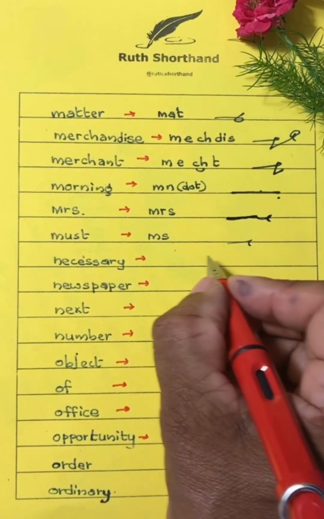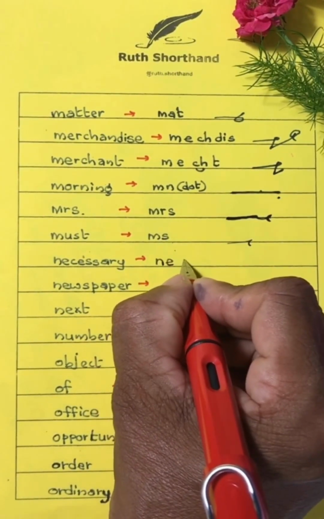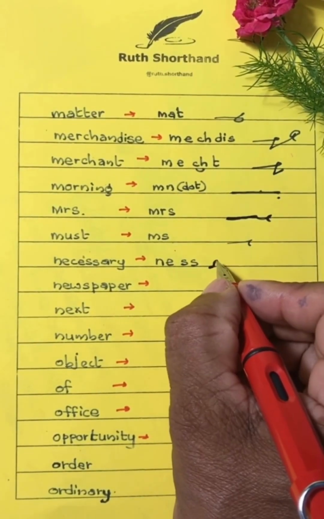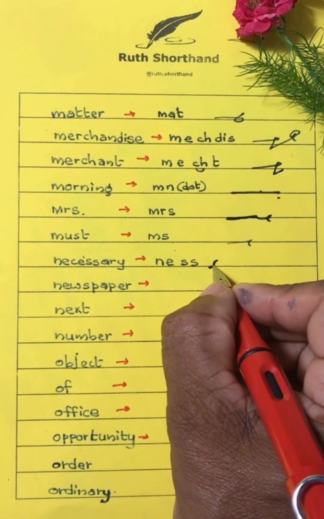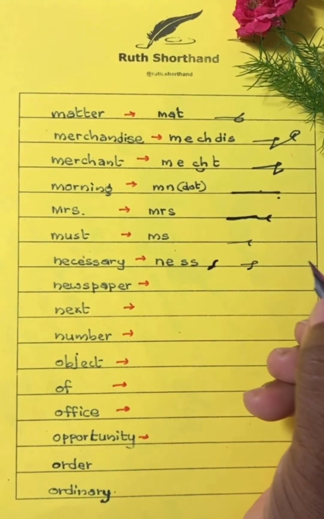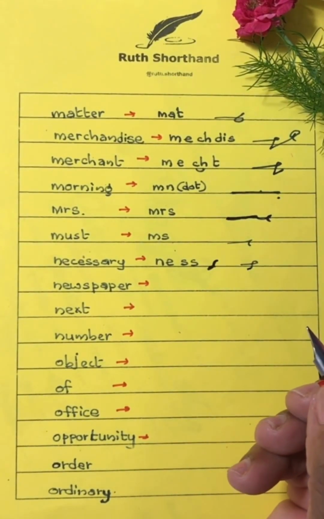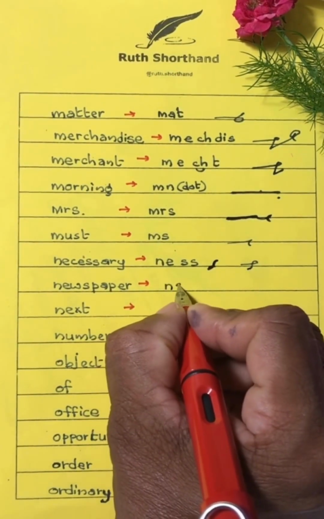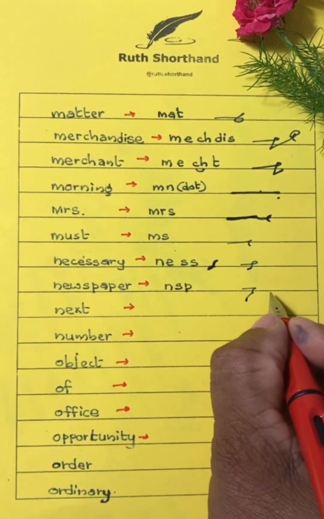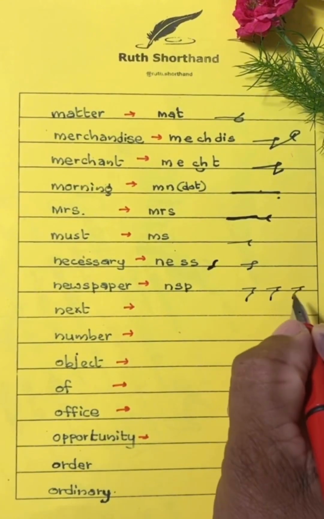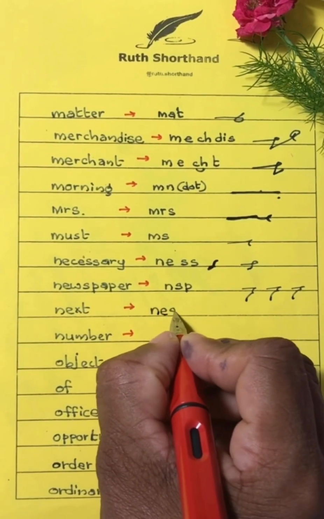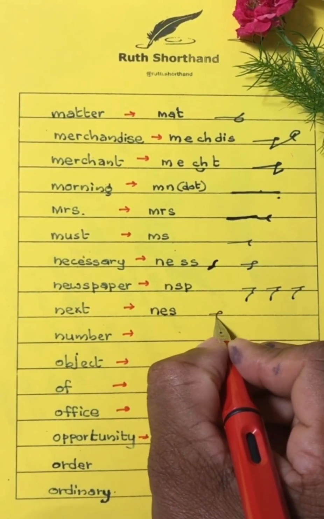Necessary, N-E-S-S. Then S-S, you already know about this, I have discussed this, S-S like this. Then necessary, N-E-S-S, necessary. Newspaper, N-S-P, here N-S-P, newspaper. You practice them. Then next, N-E-X, next.